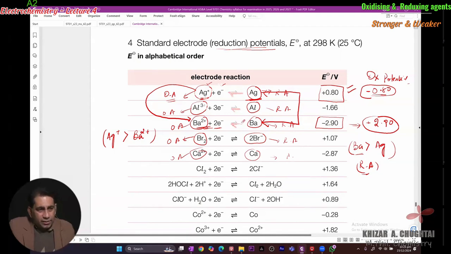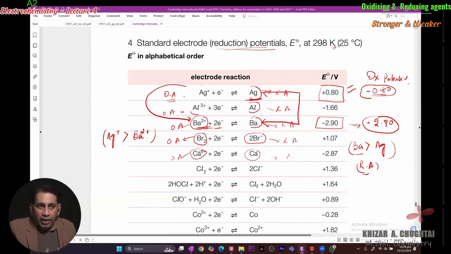Now the next point that was there: how concentration may affect the value of E naught. Only two factors can change these values. Only two factors can change the value of E naught. And then these values are no longer called E naught; they are called general or specific electrode potentials. E naught means standard electrode potential.